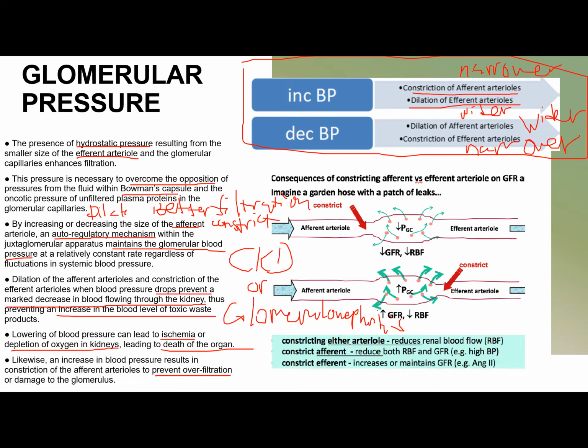By constricting either arteriole, so gusto mong i-constrict yung afferent or efferent, this would reduce renal blood flow. Pag kinonstrict mo lang si afferent arteriole, ang marireduce lang is both renal blood flow and glomerular filtration rate. GFR stands for glomerular filtration rate. Kapag kinonstrict mo naman si efferent arteriole, it would increase or it would maintain glomerular filtration rate. So I hope that was clear.